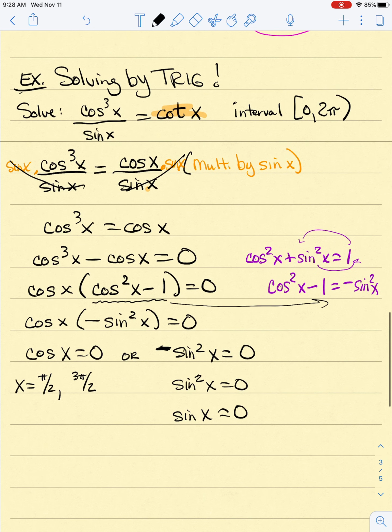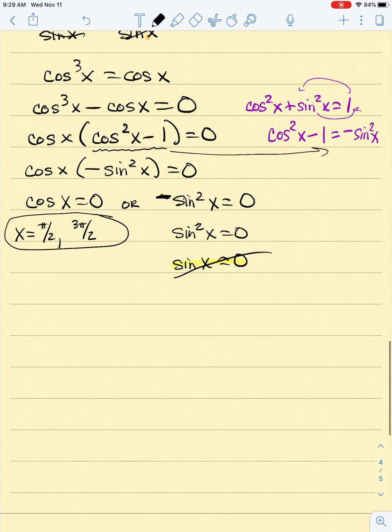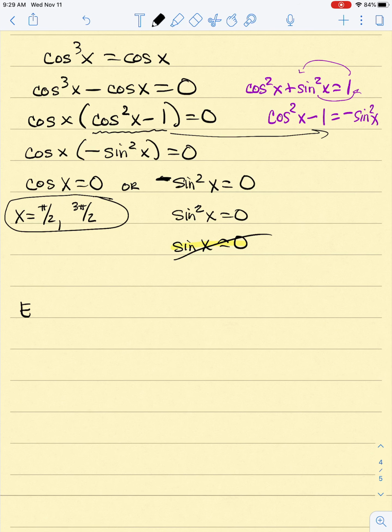Well, is that even possible? You're thinking, what do you mean, is that even possible? Sure it is. That's on the unit circle. Well, here's what I mean. Sine x happens to be in the denominator in that original equation. So that can't happen, so we don't have a solution there. So in the end, final answer, x is going to be pi over 2 or 3 pi over 2. Okay, that was awesome. Oh boy, you're saying that was really awesome.